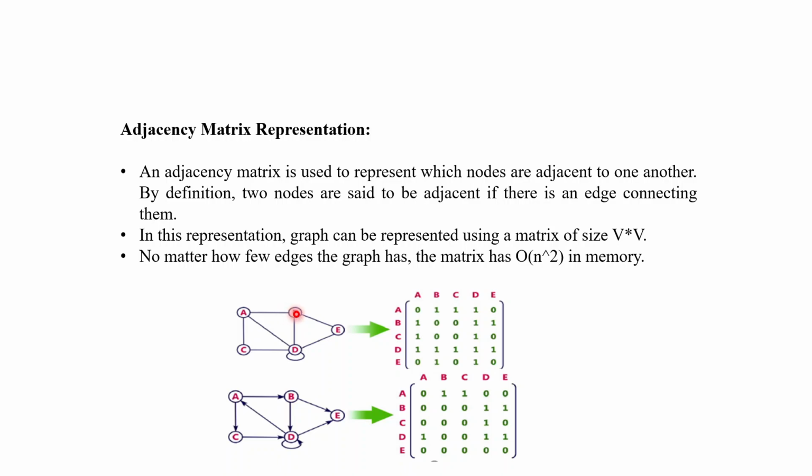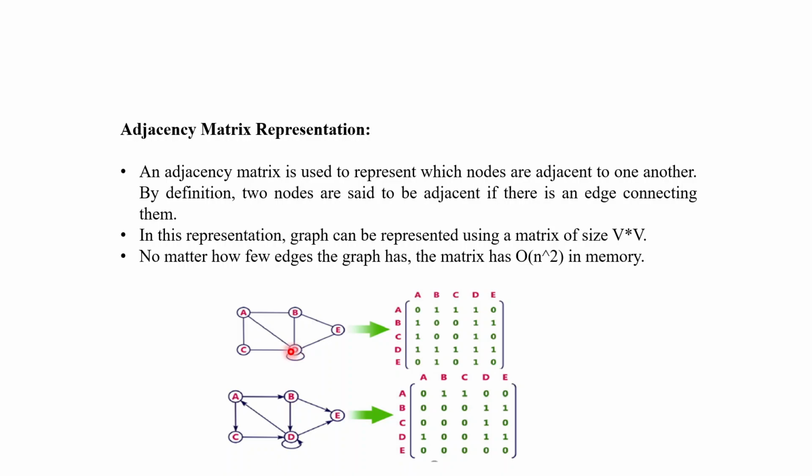Since it is an undirected graph, B to A is a connection, so it is 1. B to B, there is no loop, so it is 0. B to C, there is no connection, so 0. Then B to D connection, B to E connection, so 1 and 1. Then C to A, 1. C to B, there is none, so 0. C to C, there is no loop, so 0. C to D, there is a connection, 1. C to E, there is no connection, 0.